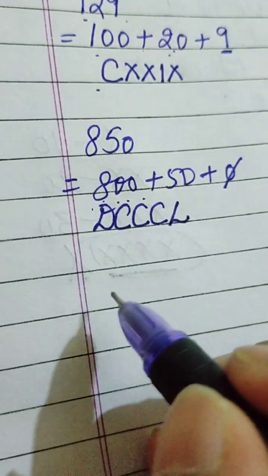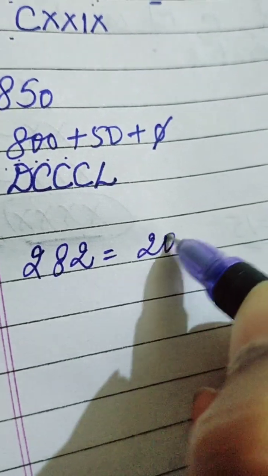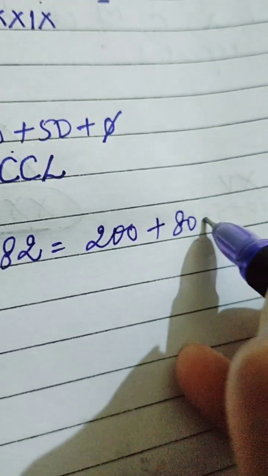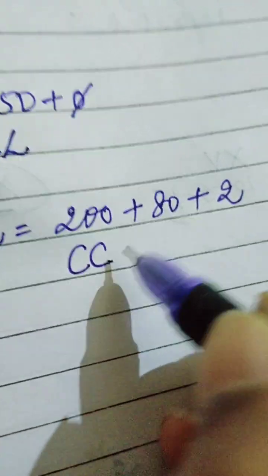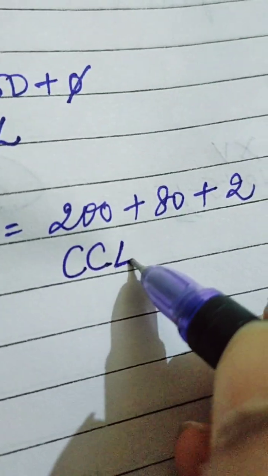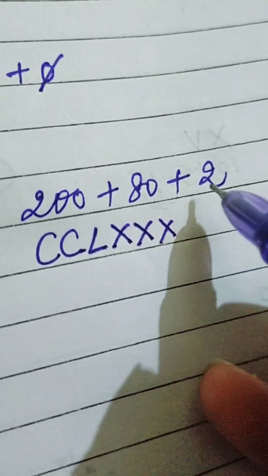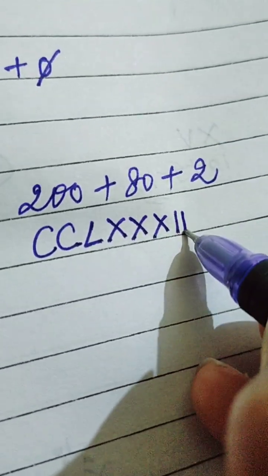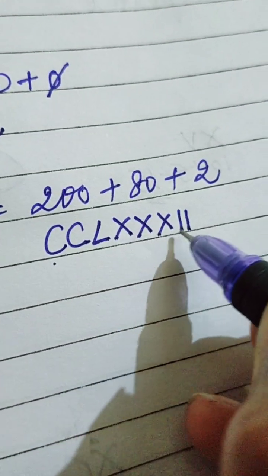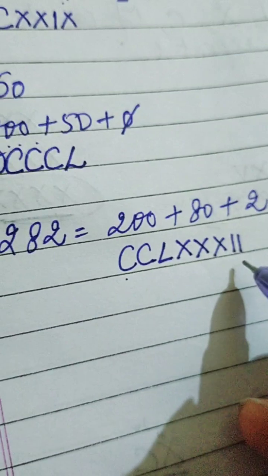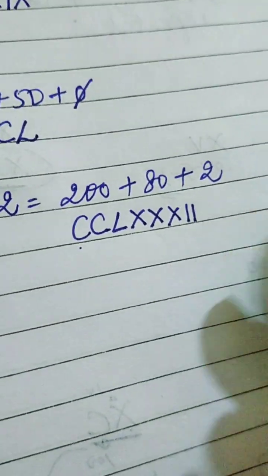One more question. 282. Expanded form is 200 plus 80 plus 2. For 200, double C. For 80, 50, 60, 70, 80. And for 2, I and I. So 200, 50, 60, 70, 80 and 2. This is 282 because all these are on the right hand side and these are being added.